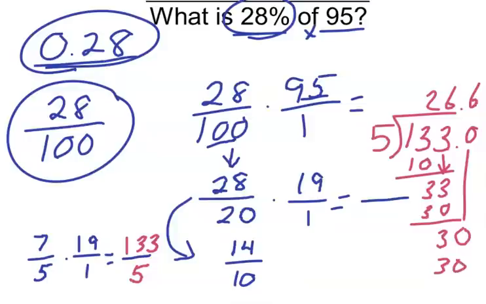So 26.6 is 28% of 95. 26.6. All right, and again, we could have just done it this way where we did 95 times 0.28. And if we would have done it that way, we would have gotten the same answer as well. But we could do it either way, and so there's our answer.